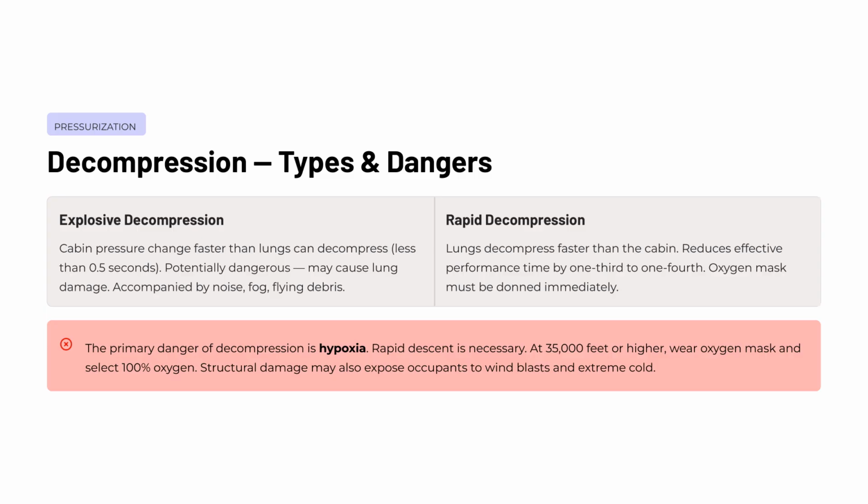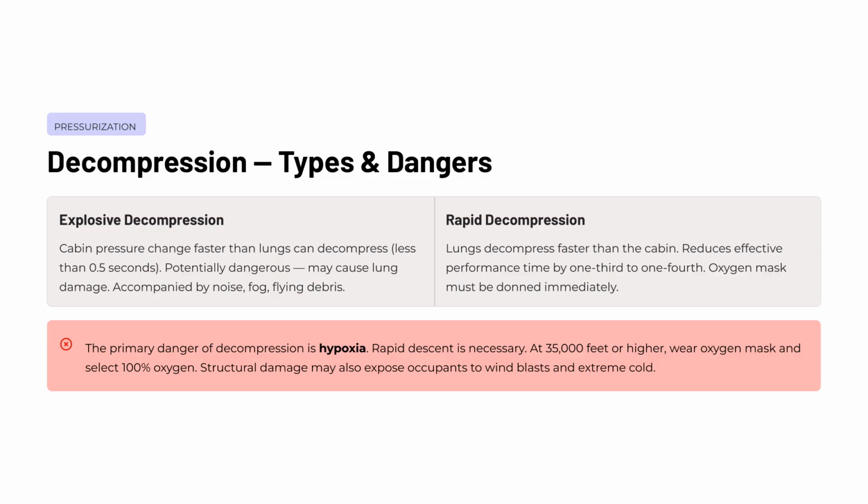The second type is rapid decompression, which is less violent but still critical. In this case, your lungs decompress faster than the cabin itself. Importantly, rapid decompression reduces your effective performance time by 1/3 to 1/4, which means you have significantly less time to respond than you might expect. Your oxygen mask must be donned immediately.